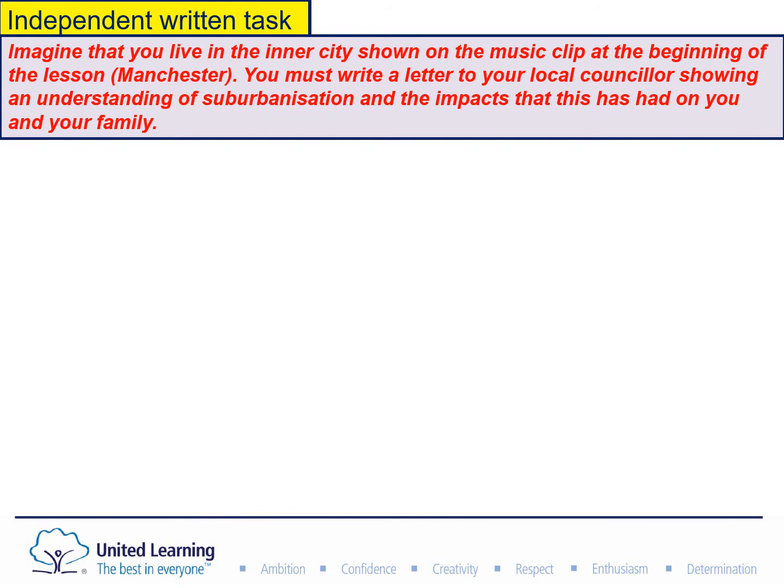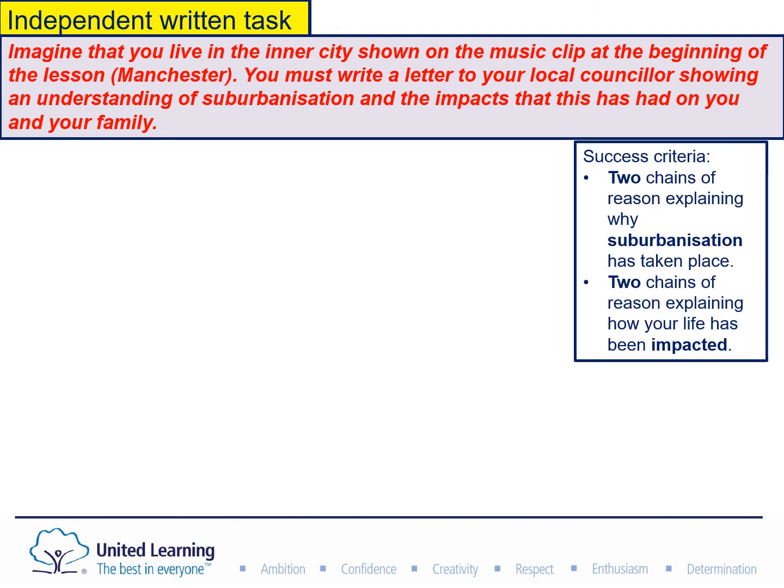Okay, so here is your independent written task. This is the part where you're meant to spend the most time on. Imagine that you live in the inner city shown on the music clip at the beginning of the lesson. This was in Manchester. You must write a letter to your local councillor showing an understanding of suburbanisation and the impacts that this has had on you and your family. So you need to write a letter and say what is happening to the inner city area due to suburbanisation. Here is the success criteria.